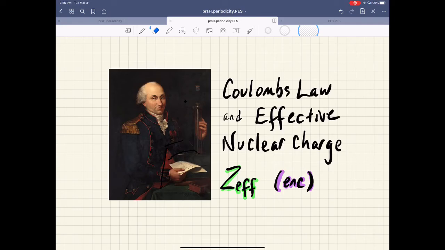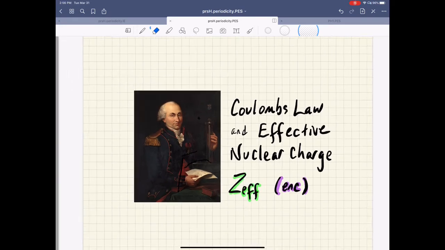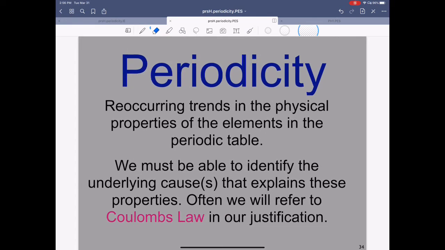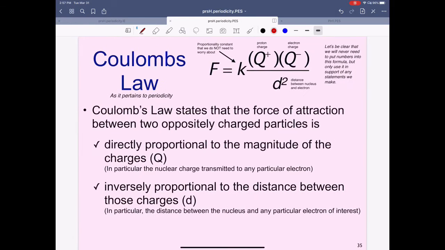Let's take a look at Coulomb's law and effective nuclear charge. We care about this because, of course, periodicity is a big topic on the AP exam, and we want to be able to understand these reoccurring trends and justify the underlying cause, and often we will use Coulomb's law in our justification.